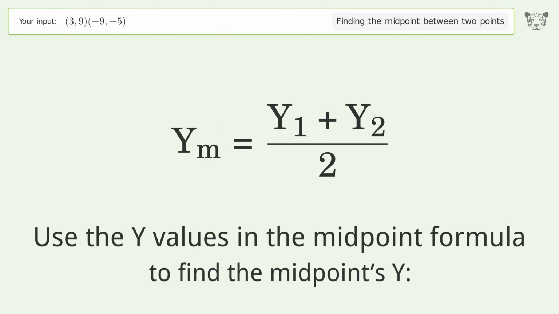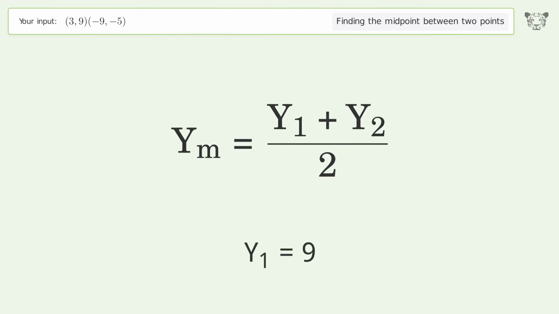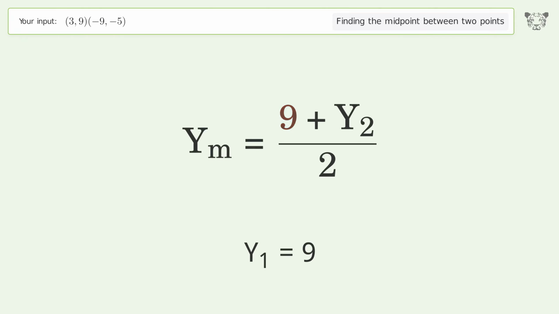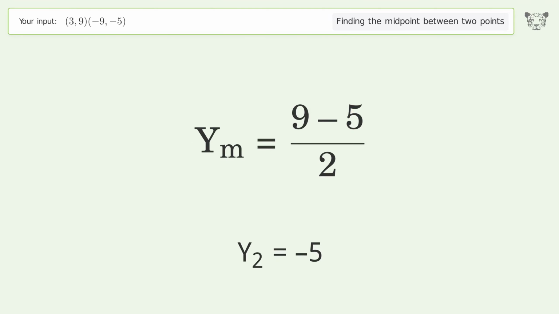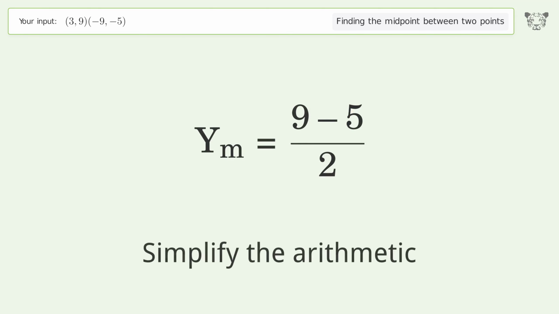Use the y values in the midpoint formula to find the midpoint's y. y1 equals 9. y2 equals -5. Simplify the arithmetic.